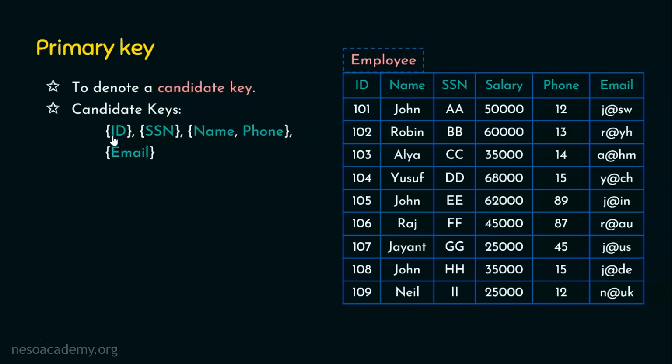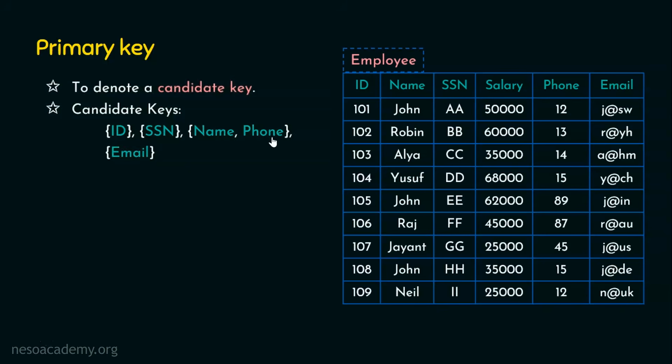So ID, can we choose ID? Yes, ID will be unique and it will not have null values. Can we choose SSN? Yes, it is unique, and this SSN is incorporated in a country where every person in the country has an SSN number. And of course, in that case, this SSN will be 100% unique and not null.